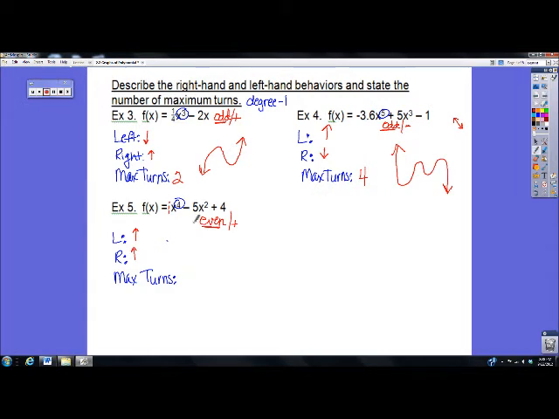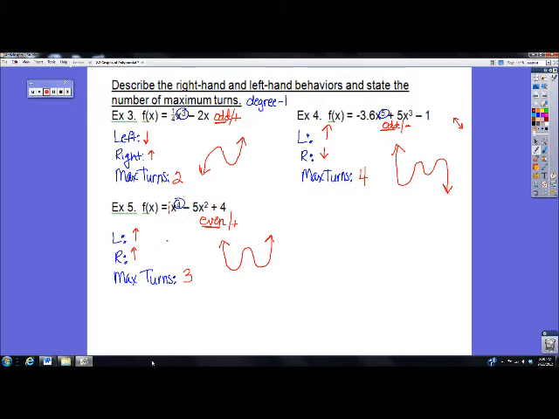Maximum turns. 4th degree minus 1 would be 3. Again, let me show you what the graph looks like. Just kind of a rough sketch of it. Something like that. Both ends are going up, and it turned 1, 2, 3 times. So there's how you describe the ends of the graph, the left and the right, and give the maximum number of turns.